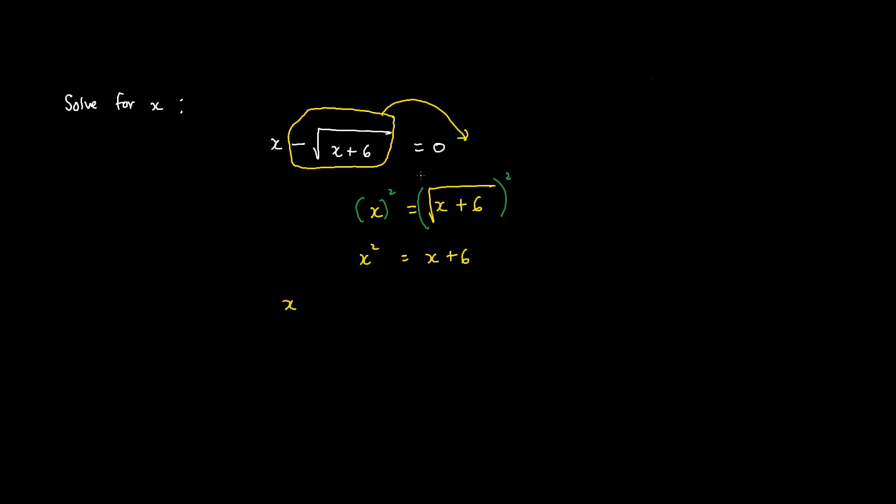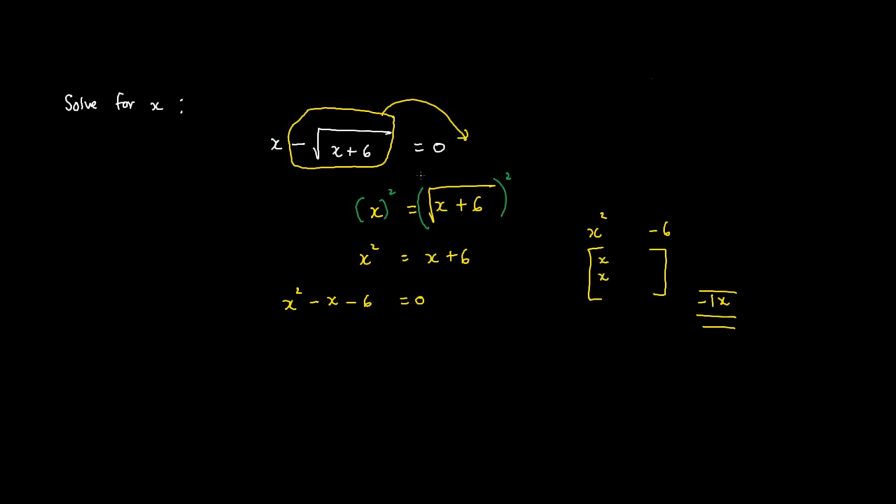factorize a trinomial in standard form of ax squared plus bx plus c, which we did in the previous examples as well. So when I take x to the other side, it becomes x squared minus x minus 6 is equal to 0. And now we factorize this trinomial.